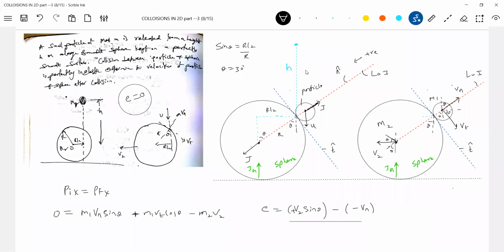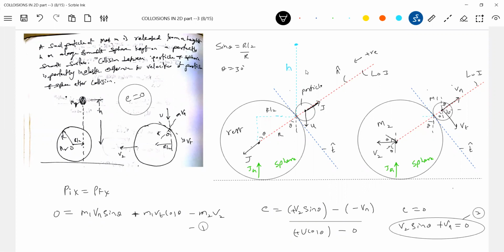this should be equal to the initial velocity. Initial velocity should be u cos theta. And initially the sphere was at rest. And we know e equal to 0. So as e equal to 0, therefore V2 sin theta plus Vn equal to 0. I think the problem has become very simple, no? Equation 1, equation 2. I need one more equation.